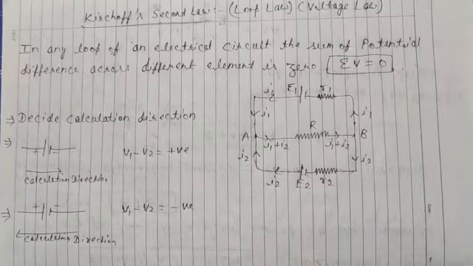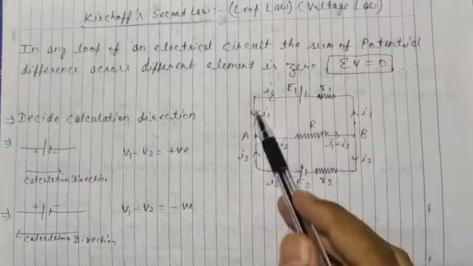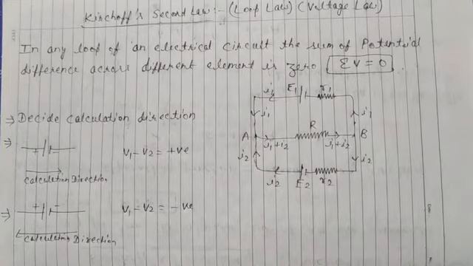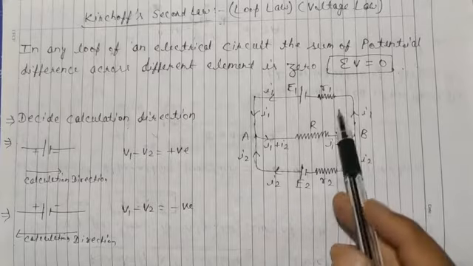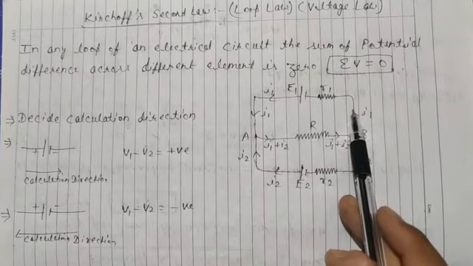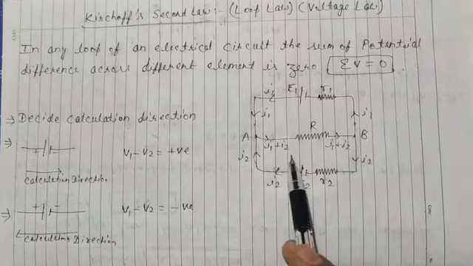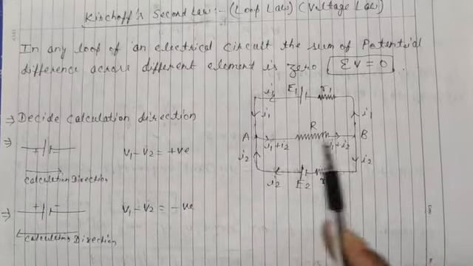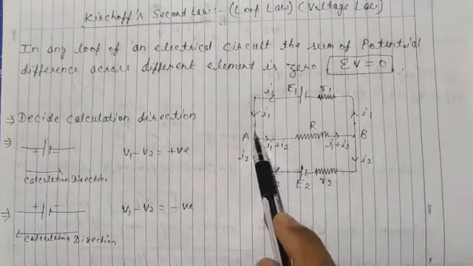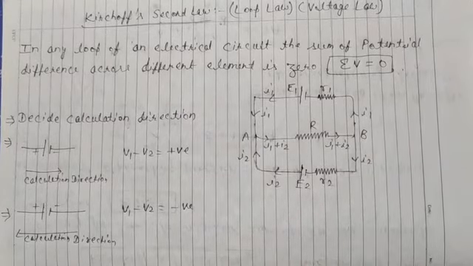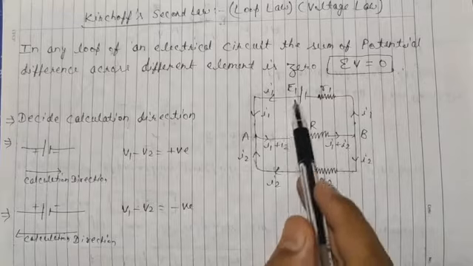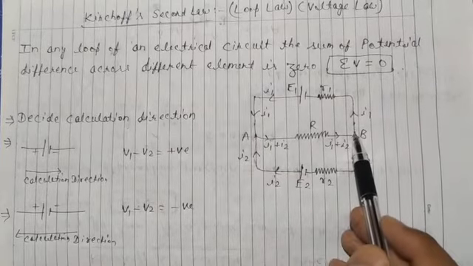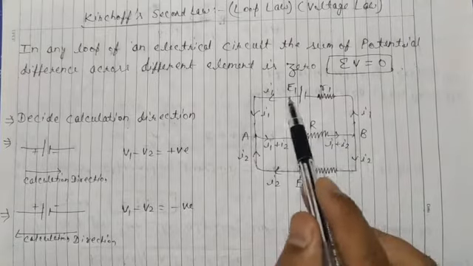I1 is here. What is the current here? Remember, I told you electric current is the same throughout one branch. In one branch, electric current is the same. Remember this thing: one branch is from one junction to another junction. This is one branch. That means here the current is I1, and here the current is I1, and here also the current is I1.